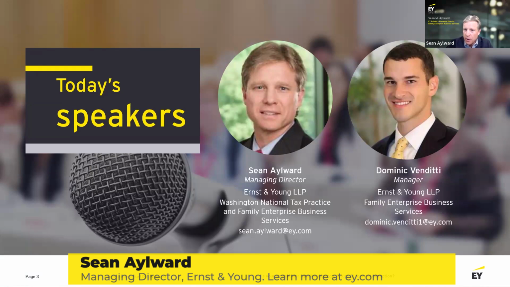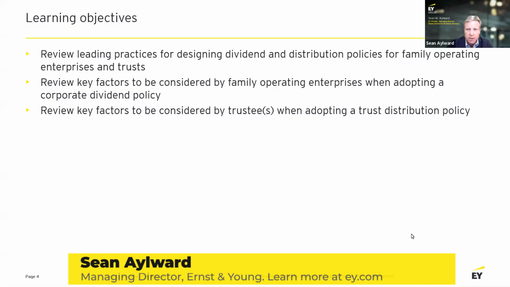I'd like to start with our learning objectives and quickly review what we're going to cover. We'll discuss leading practices for designing dividend and distribution policies for family operating companies and their trusts that may own them. We'll look at the key factors that need to be considered by the family operating enterprises when developing their liquidity policy. And then we'll also touch at the end on what trustees need to consider for purposes of developing a distribution policy for the assets that they're serving as trustees.